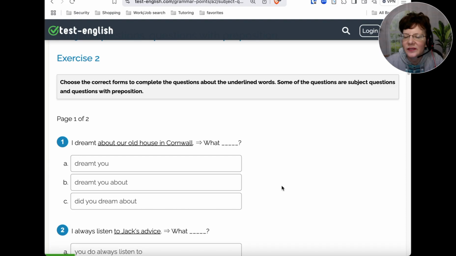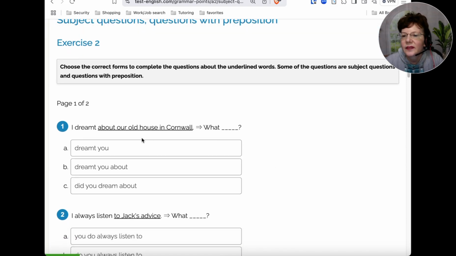All right, exercise number two. We'll look at that. So it's multiple choice. We'll choose the correct forms to complete these questions about the underlined words. So almost like we did in the first one. "I dreamt about our old house in Cornwall."